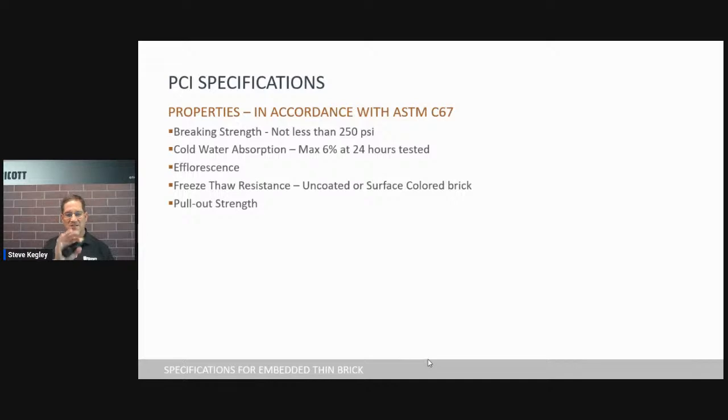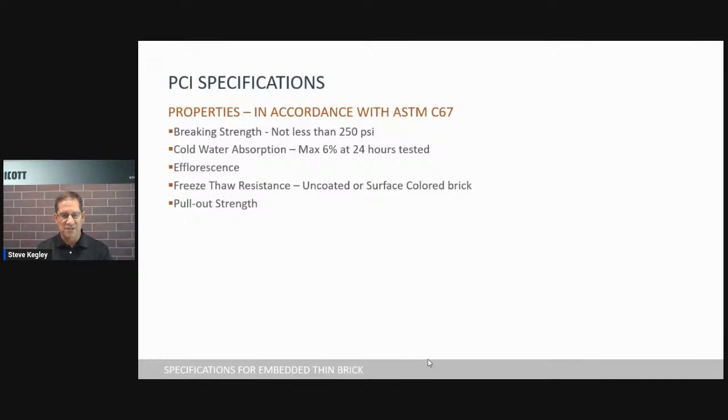Now, that's not a number that came from the brick manufacturers. That's a number that came from your engineering department at the national level, who know everything about precast. They said that's where the thin brick needs to be, 6%. They also are familiar with efflorescence, and that is you are putting a clay product into a concrete product.